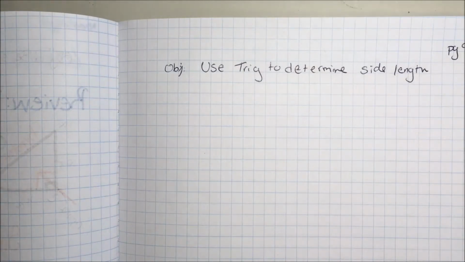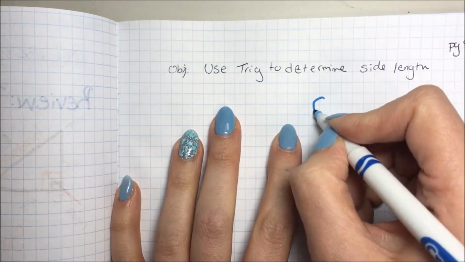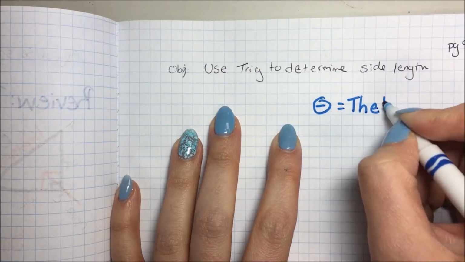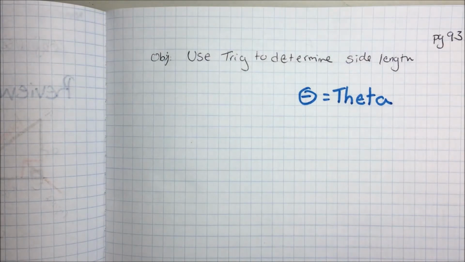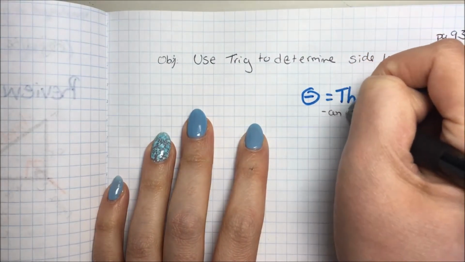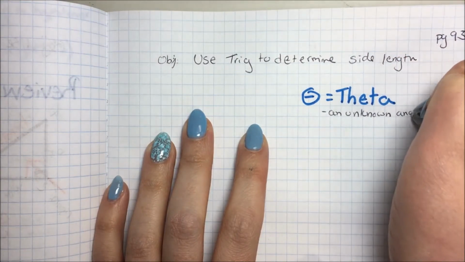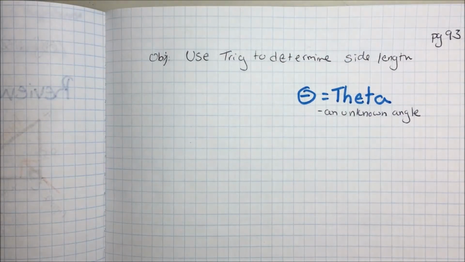The first one, people always tell me that it sounds like I'm saying the type of cheese, but I'm not saying cheese. I am saying theta with a TH, not an F. This symbol tells us that we're looking for an unknown angle. Like when we use X for an unknown value, we use theta for an unknown angle.